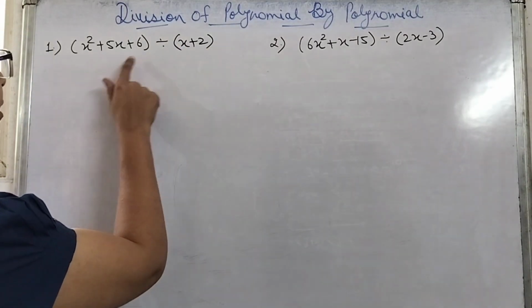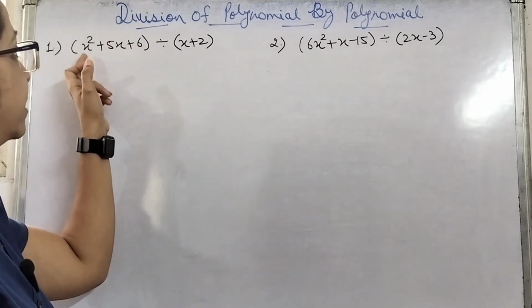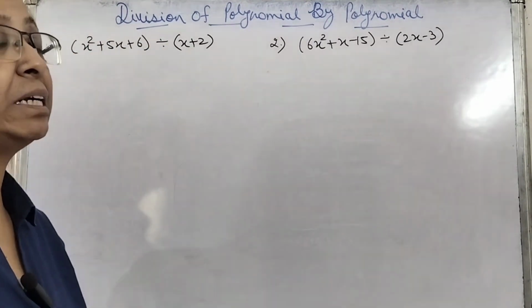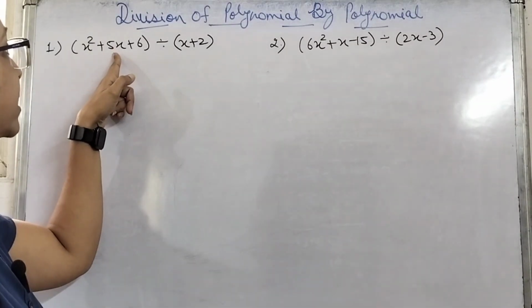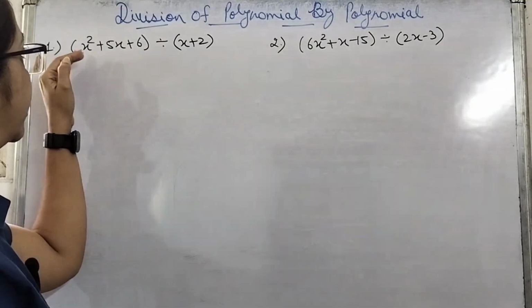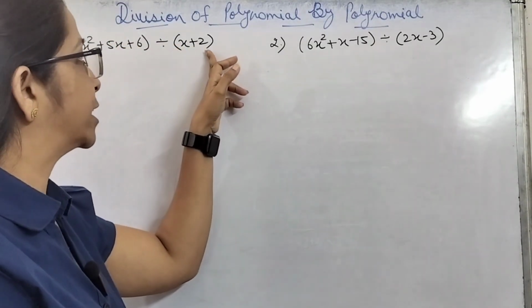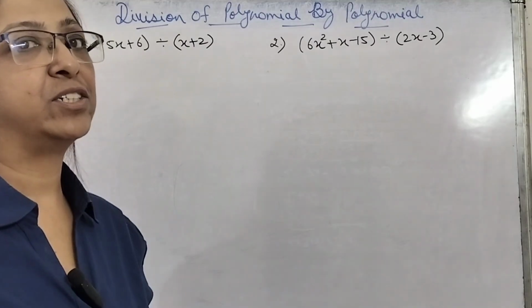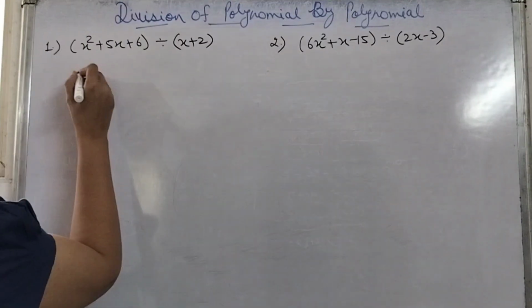So what we will be doing is, first of all, we will be arranging the dividend and divisor in the descending order of their degree. Here the degree of x square is 2, degree of 5x is 1, degree of 6 is 0. So it is already arranged in the descending order of the degree. And similarly, x plus 2 is also arranged in the descending order of the degree. So when we divide it, how will we do that?